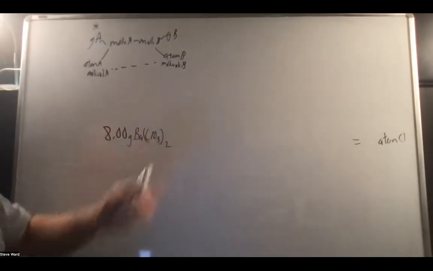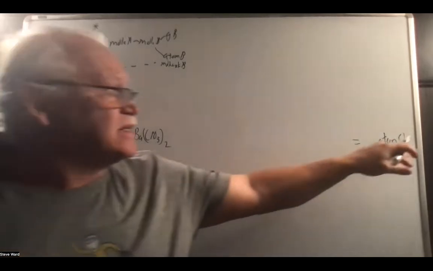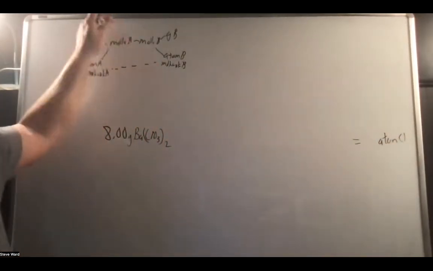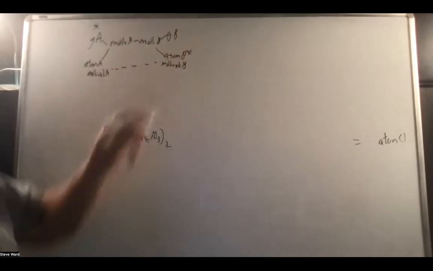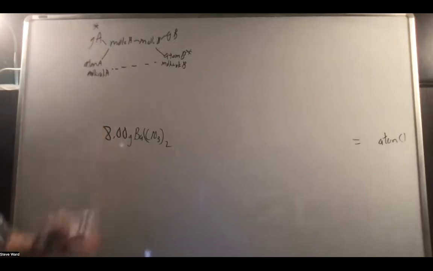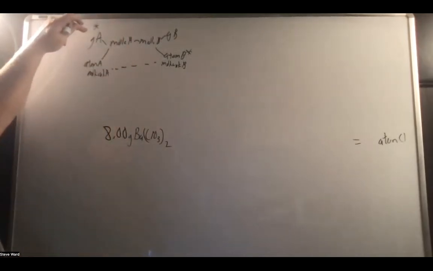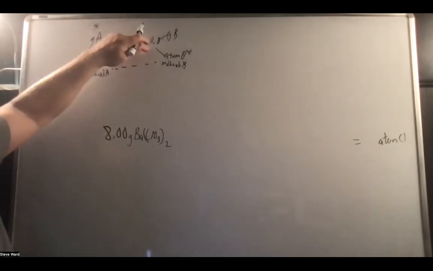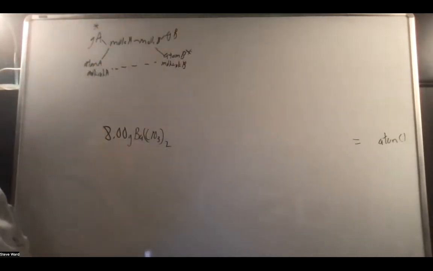Is BaClO3 taken twice the same thing as Cl? No. So that tells me I'm going to atoms of something different. I'm going to atoms of B. So can I do that in a single step? No. What do I have to do? I have to change from grams of A to moles of A to moles of B to atoms of B.